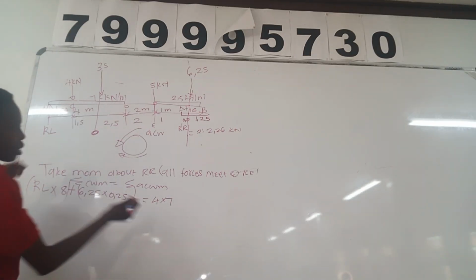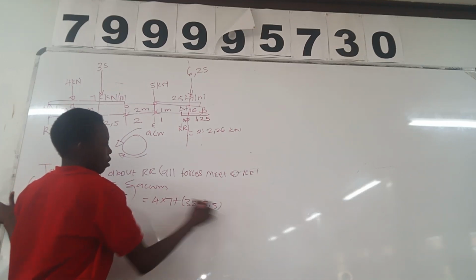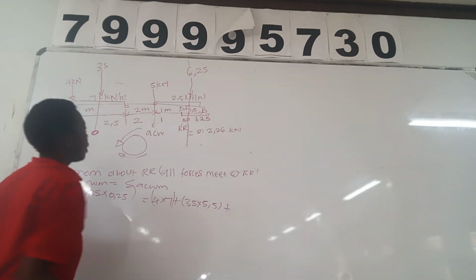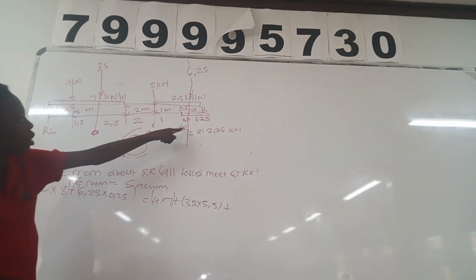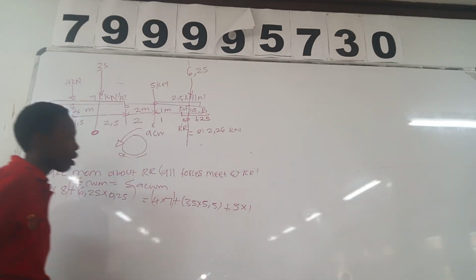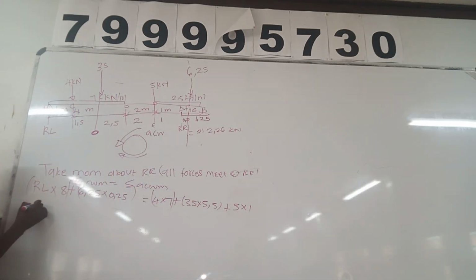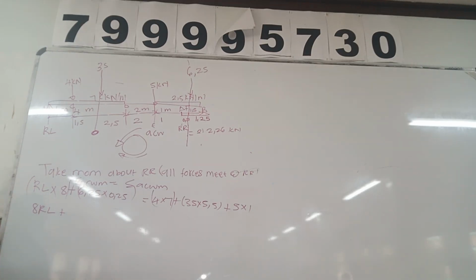What's the distance? So it's 35 times 5.5 plus 5 times 1. Is there any other force? So it's 8 RR plus 1, which is 6.25 times 0.25, giving 1.5625.